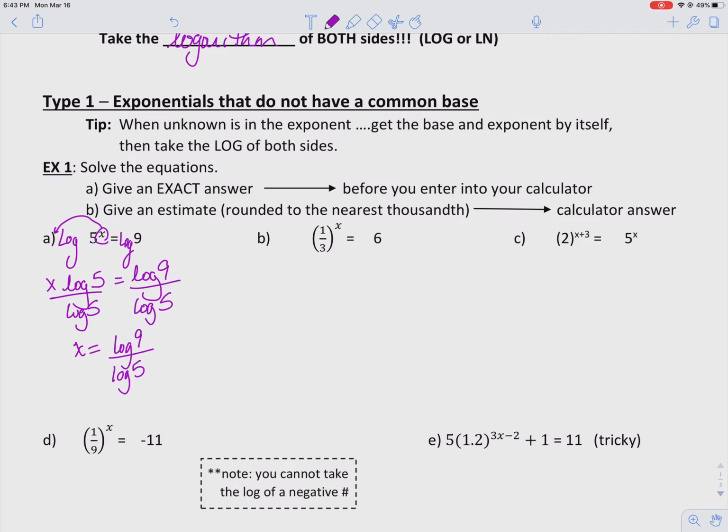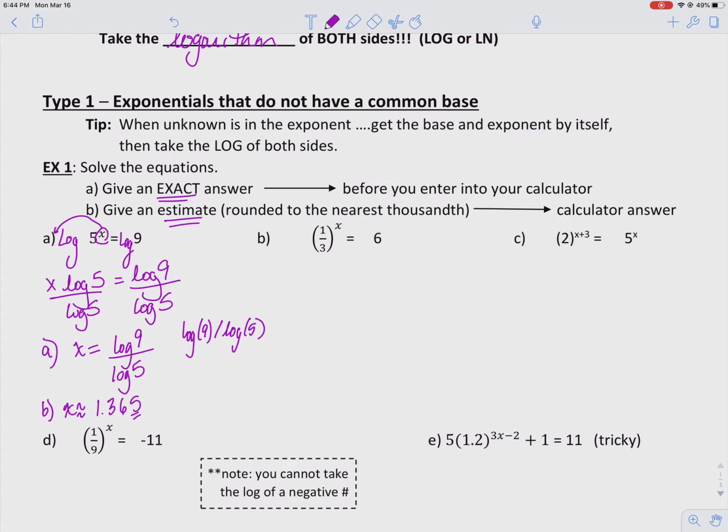So that's the first step that they ask. They asked for an exact answer, but they also wanted us to round to the nearest thousandth. So that's going to be 3 decimal places. We're just going to put that in our calculator. You would put log of 9, and it usually puts a parenthesis there, so you would close it, divide it by log of 5. So your x is going to be approximately 1.365. So you'll round it to the third decimal place.